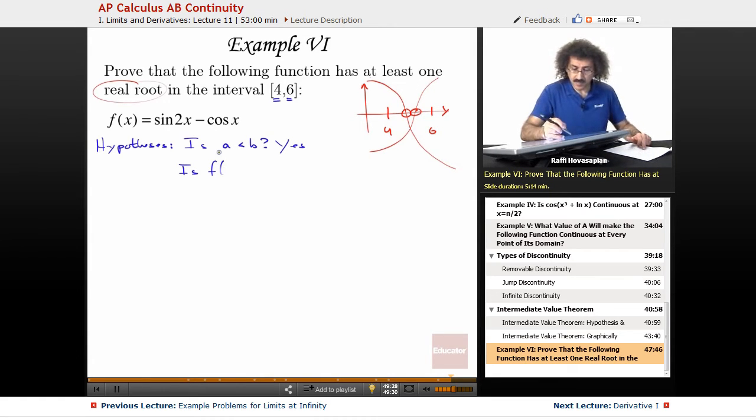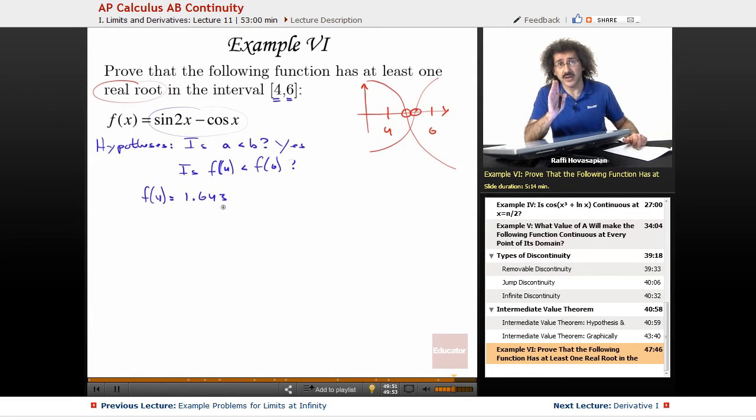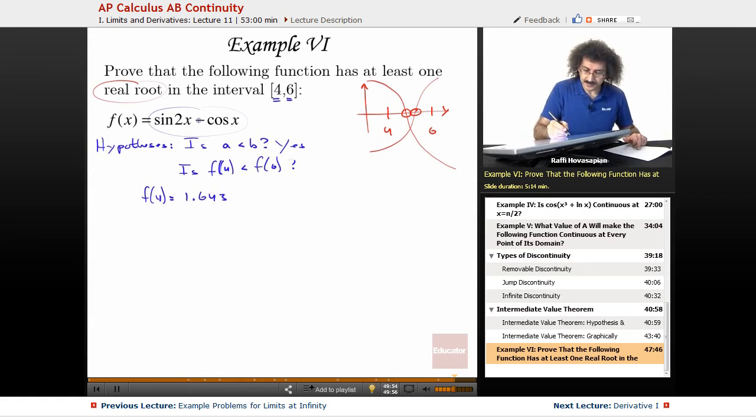Our second hypothesis is f of 4 less than f of 6. Well, we have to check that. So f of 4 equals 1.643. When I put 4 into there, I get 1.643. And definitely make sure that your calculators are in radian mode, not degree mode. Because all the functions in calculus, when you use your calculator to solve a trigonometric function, make sure you're in radian mode. You'll get a number if you're in degree mode, but the number is going to be wrong. So f of 4 is that.